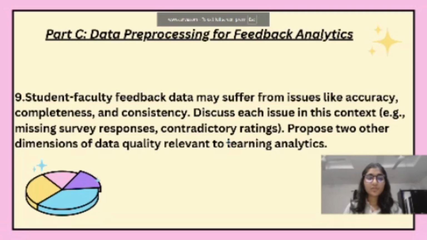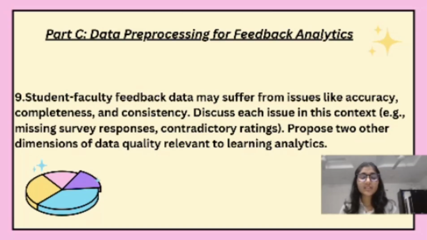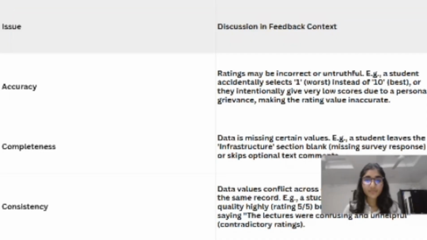So in this part of the video, we are going to cover Part C, that is, data processing for feedback analytics. We'll start with the ninth question, which says: student faculty feedback data may suffer from issues like accuracy, completeness, and consistency. Discuss each issue in this context, with examples of missing survey responses and contradictory ratings, and propose two other dimensions of data quality relevant to learning analytics. Now we will discuss the issues and their discussion in the feedback context.